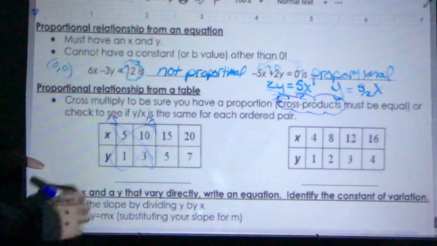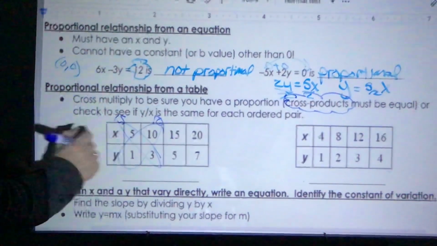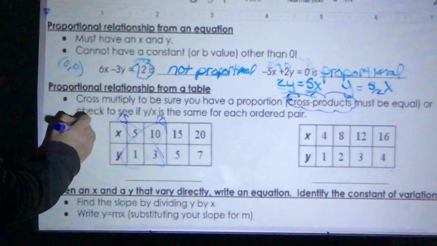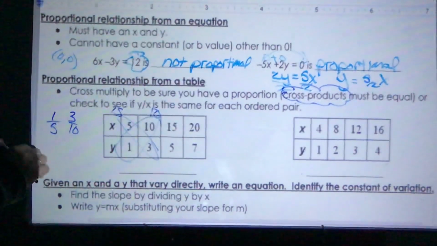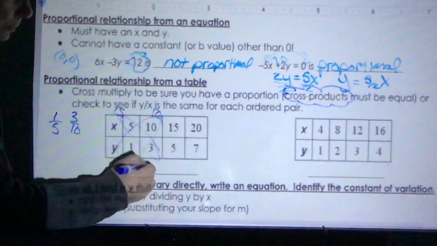The other way to do it is to write y over x for each ordered pair. If I write y over x here, I would get 1/5. Y over x here would be 3/10. They have to be equal to each other, and in this case, they're not equal. So this is not proportional.